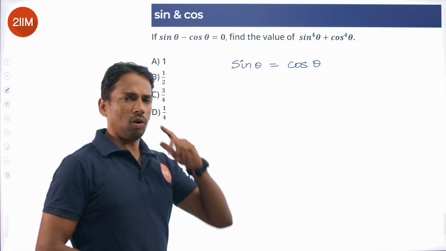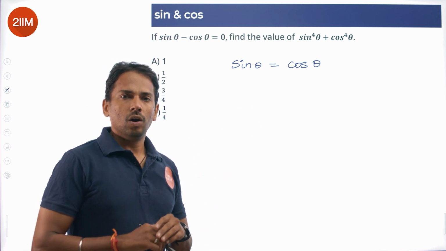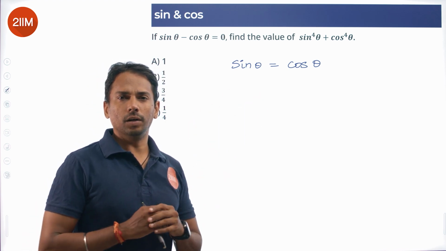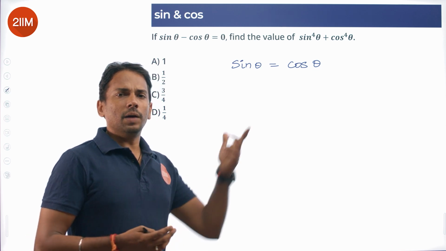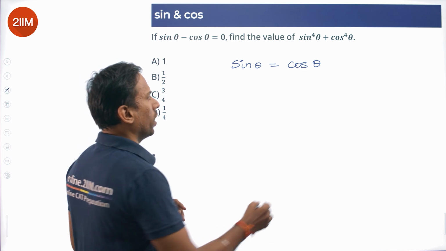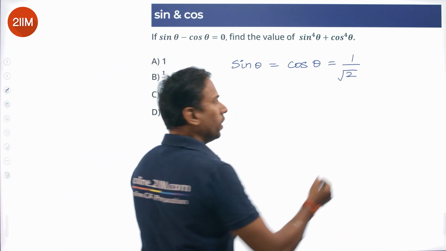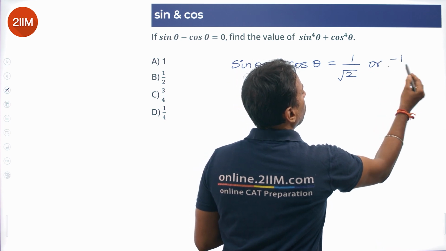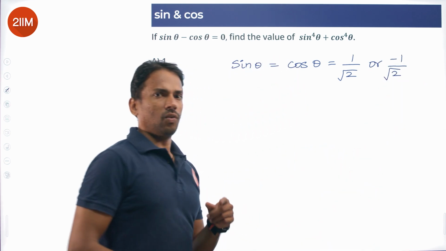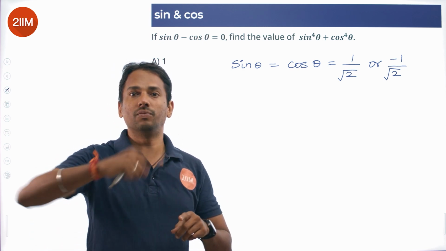Now we will have to think for what kind of theta values they both will be equal. Or otherwise we can even think of it in simple terms: for what value will they be equal? They will be equal only in two values. Either it will be 1 by root 2 or it could be minus 1 by root 2, because for no other values will sin theta and cos theta have an intersection.